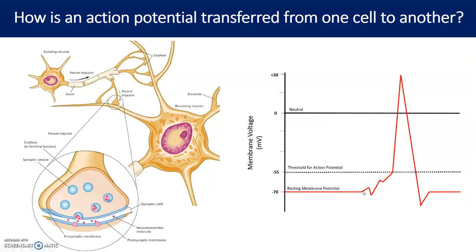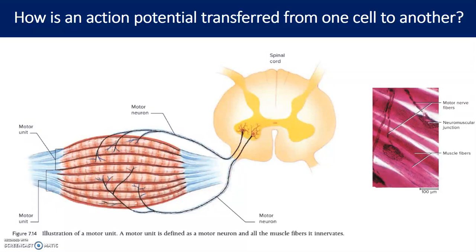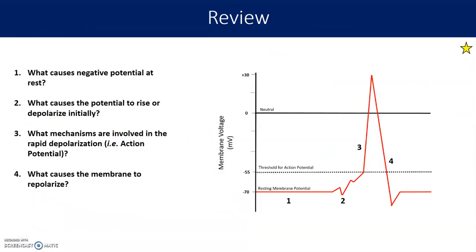If it's an excitatory signal being released from the end of the axon, it'll get closer to threshold. If it's inhibitory, it'll get further away from threshold. And so that's how it's transferred from one cell to another. And so then you see what happens with the muscle. We've already talked about that. Feel free to look through that in the PowerPoints.